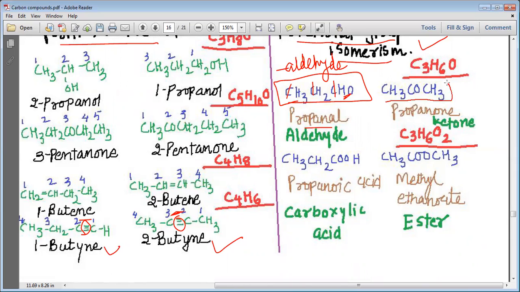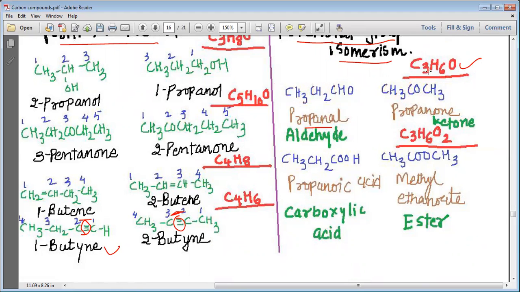Same way if you look at this compound, which has ketone as a functional group, you can see here that the number of carbon is 1, 2 and 3 carbon. Number of hydrogen is 3 plus 3, 6, and 1 oxygen is present. So both these compounds have the same molecular formula C3H6O, but they have different functional groups, and that is why both the compounds are known as the functional group isomers of each other.